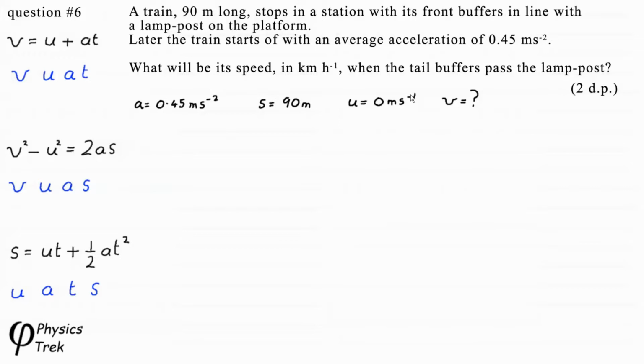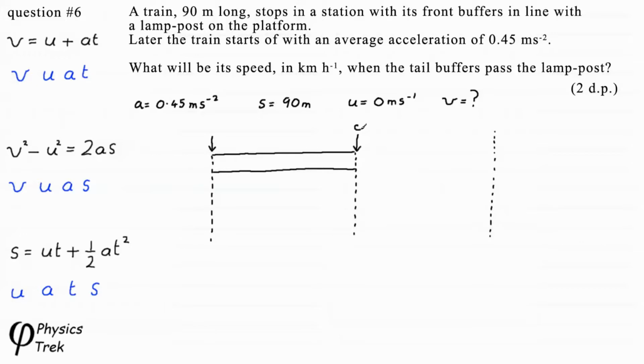And now to the diagram. To start with, we put 2 arrows with vertically dashed lines below to show the original position of the train, and a further dashed line to show the final position. We draw in the train and shade it, put in the lamppost and the buffers, and the train as the buffers clear the lamppost. Okay, I'll just draw the tail buffers.